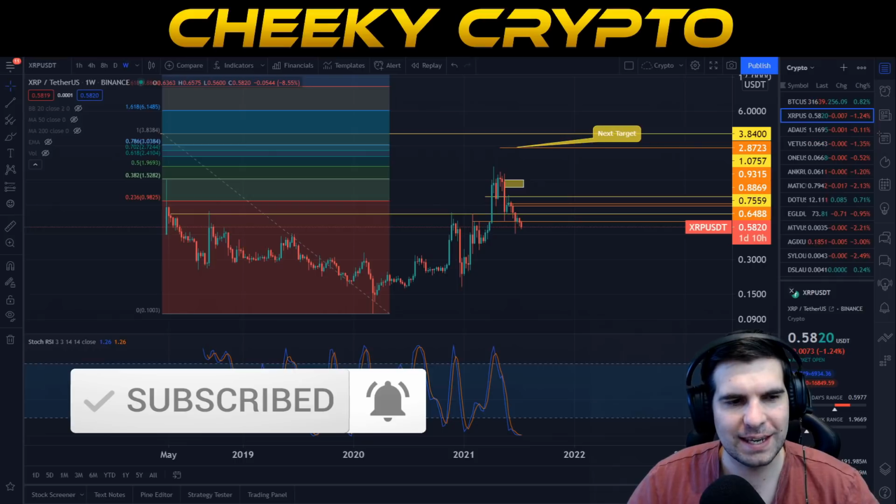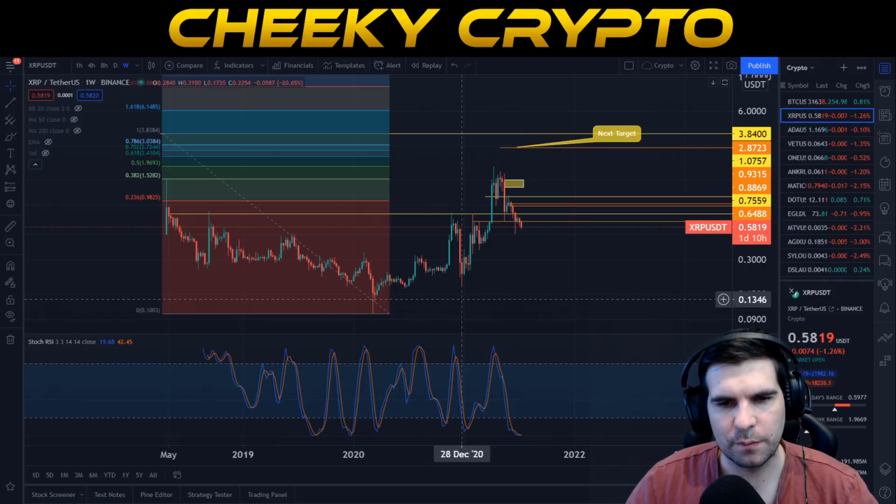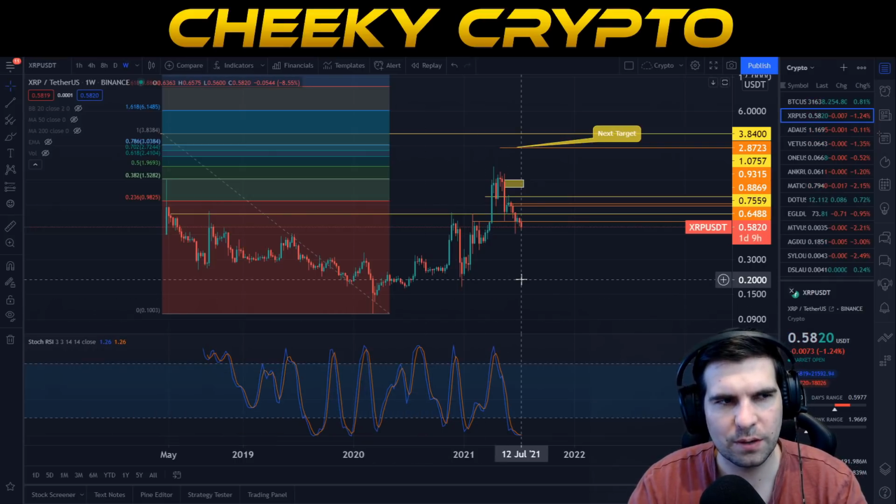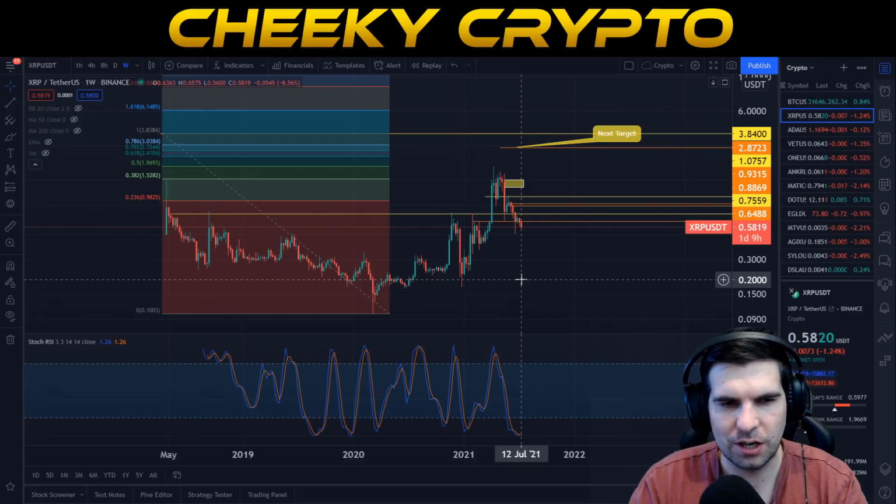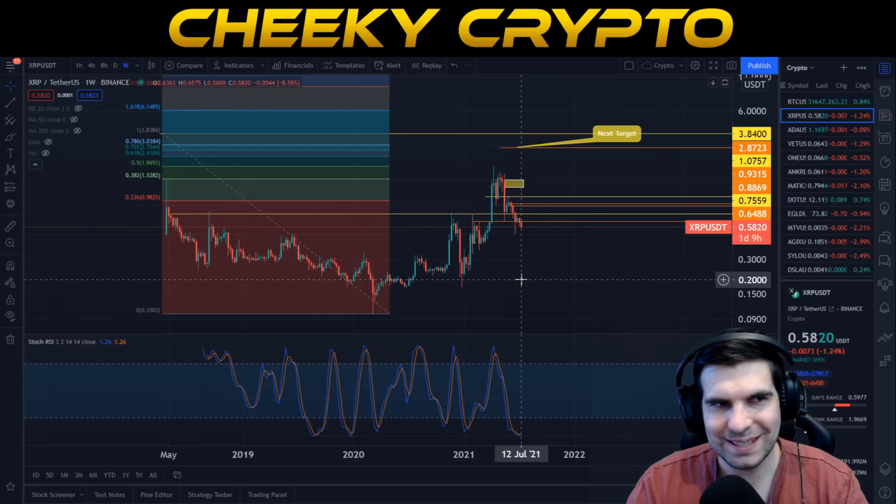Right, let's get into what is going on here with XRP. And we're going to start off with talking about what is going on with the weekly chart. So here we have XRP to the USDT. We are using Binance as the data source.